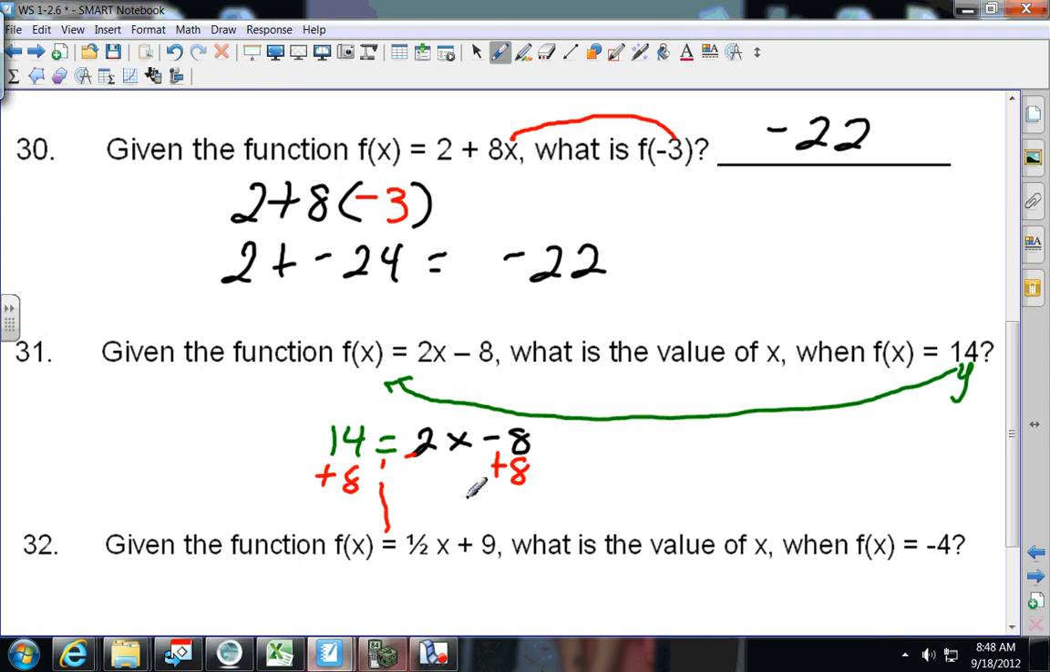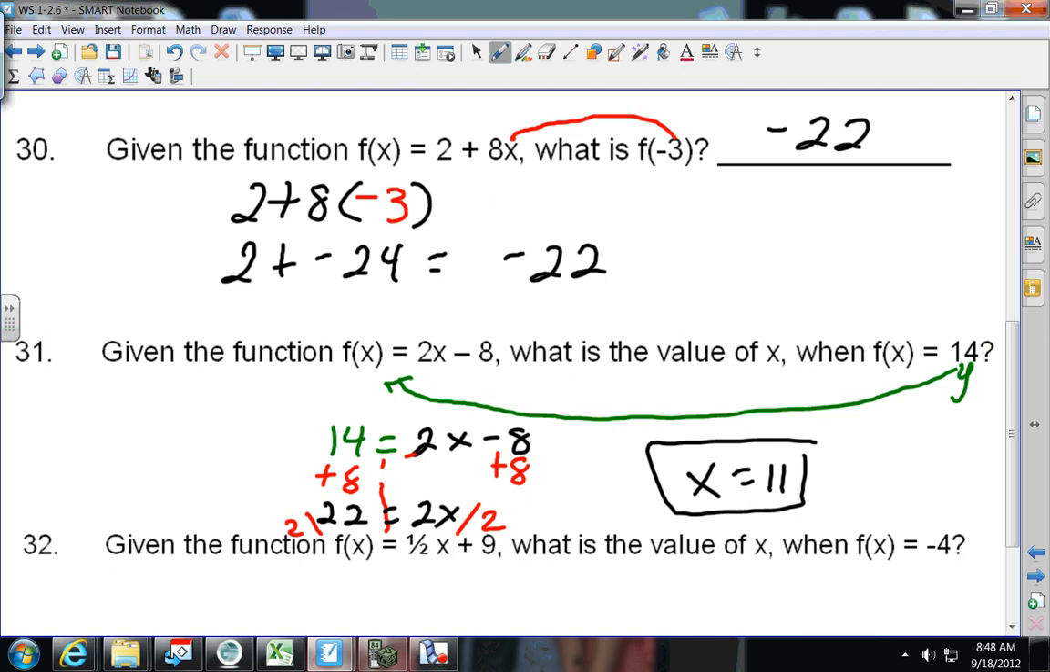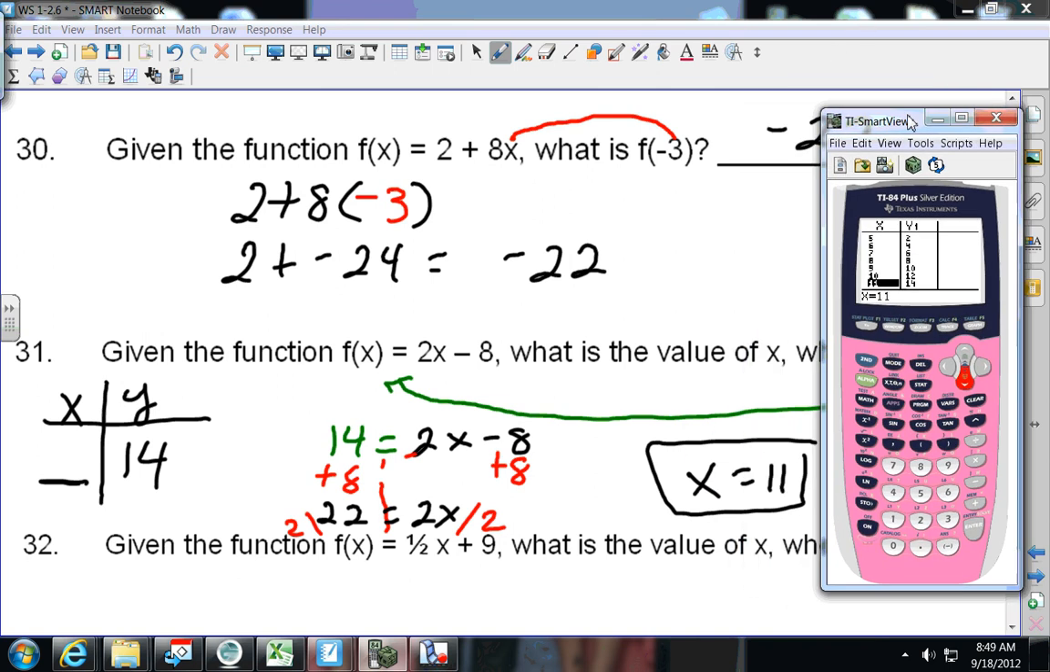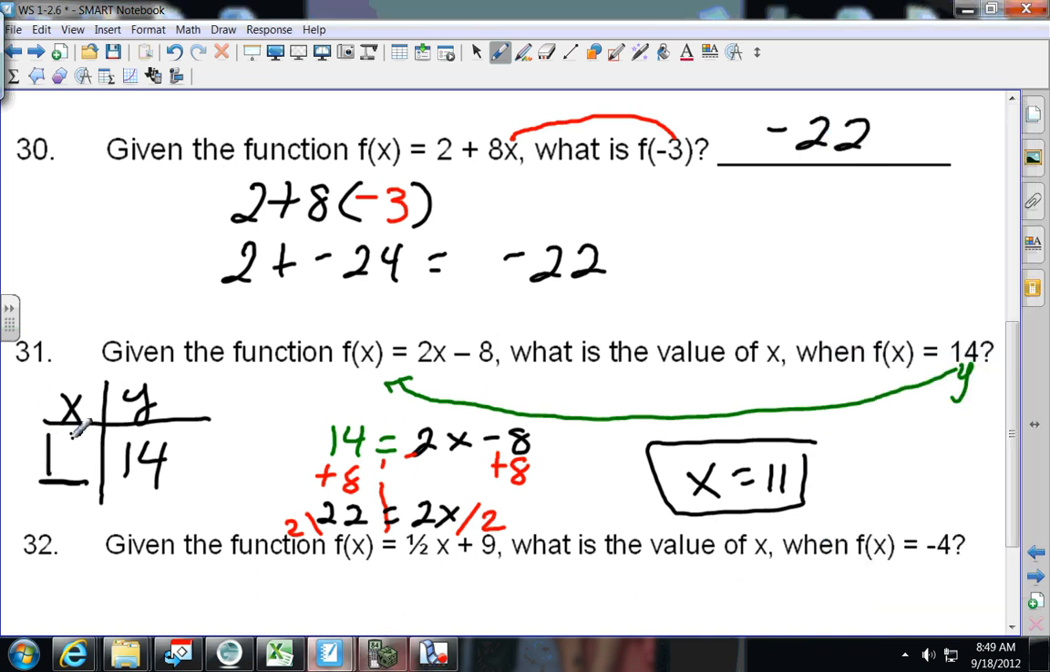You would get 22 equals 2x. You would divide by 2. X equals 11. Now, if you wanted to do this one in the calculator, it's giving you the y number of 14, and you want to find the x. So I would go in the calculator, go to y equals, put in there 2x minus 8, second graph, and look and see where y was 14. Right there at 11. That's what I found my answer to be, right here. And so this right here would be 11.